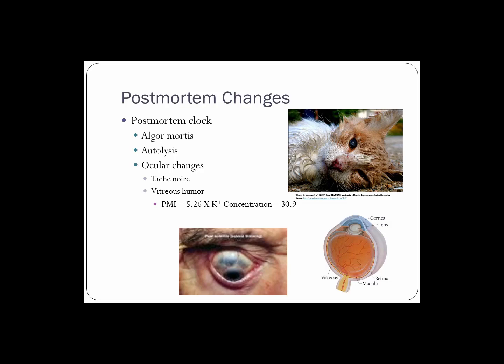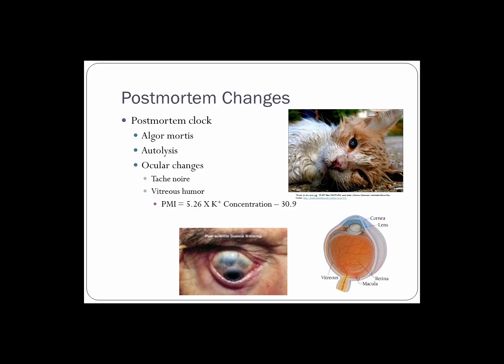So that potassium gradient will reverse during the postmortem interval, and potassium diffuses from the lens and the retinal blood vessels into the vitreous humor. So you get this change in concentration of the potassium levels in the eyeball, just across this gradient. And what you do is you take a sample of the vitreous humor with a syringe.